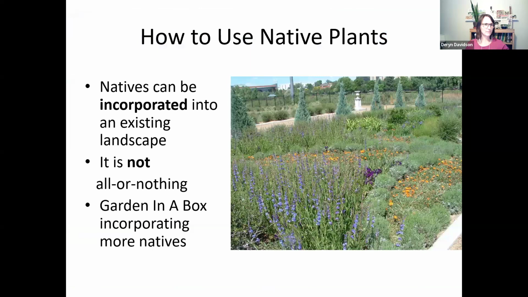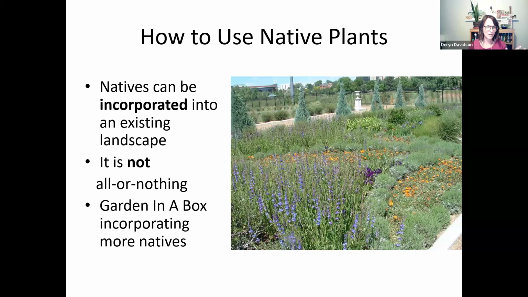So how do we use native plants? They can absolutely be incorporated into an existing landscape. It's not all or nothing. We don't have to only have natives. Phoebe and I were talking earlier before the webinar started, and the Garden in a Box program is starting to incorporate more natives. And that's due in large part because of customer demand. People are just getting more curious about it. They want to see more of these.